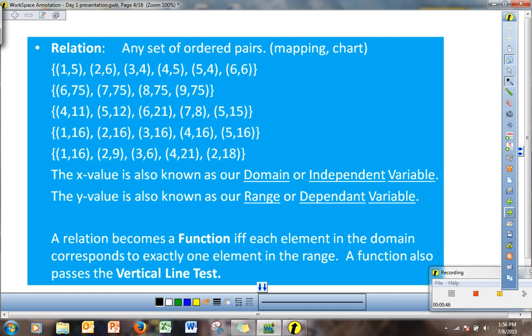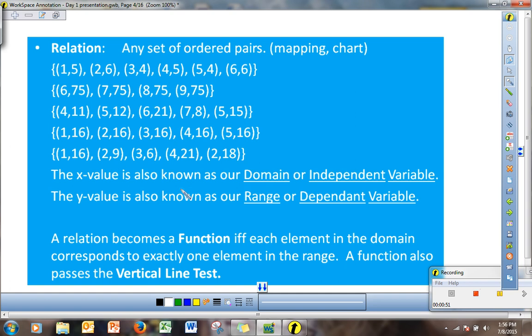This right here is not on your worksheet. But what we cover today is called relations and functions. A relation is any set of ordered pairs. So what I did here, guys, is I just gave you some sets of ordered pairs: 1 and 5, 2 and 6, 3 and 4, 4 and 5, 5 and 4, 6 and 6. You can kind of read them and see what you think.